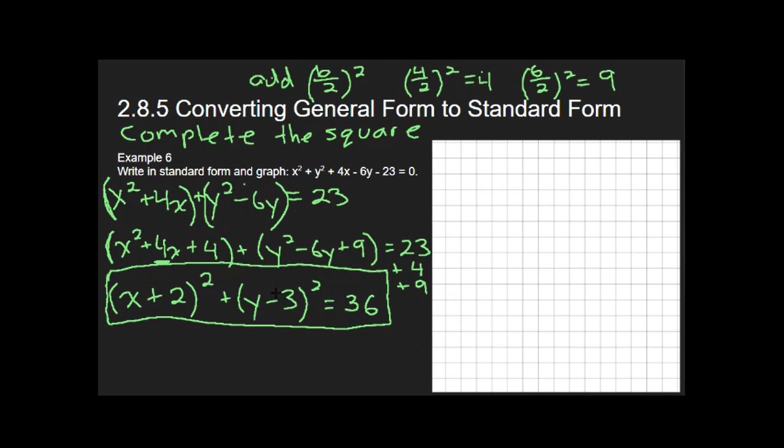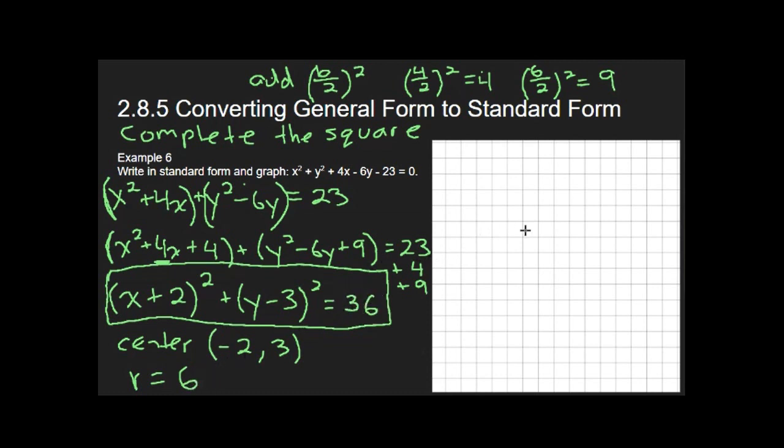Okay, and then we need to graph this. And so we're going to use the information we got in order to graph it. We know that the center is at -2, 3, and the radius is 6, right? If we were to change this to negative, it would be x minus -2. So that's where I got this -2. And then the radius is here, this is r squared. So the square root of 36 is 6.